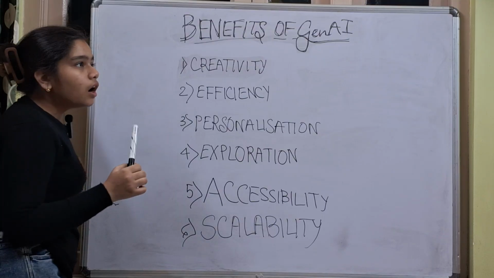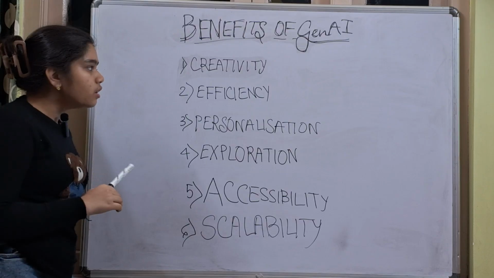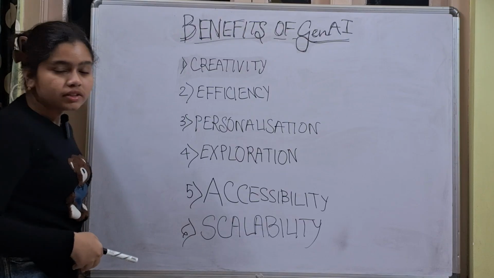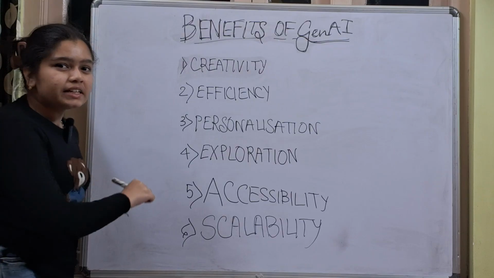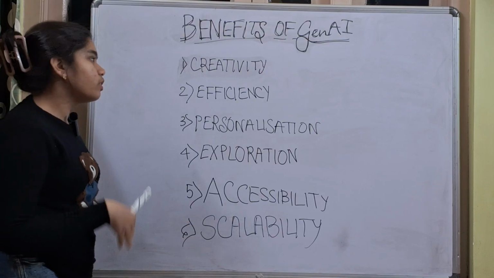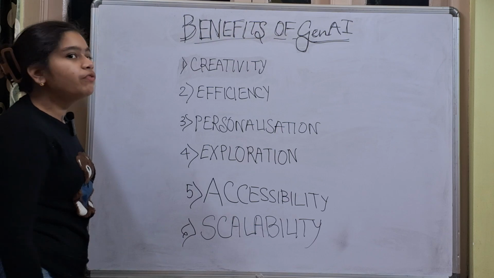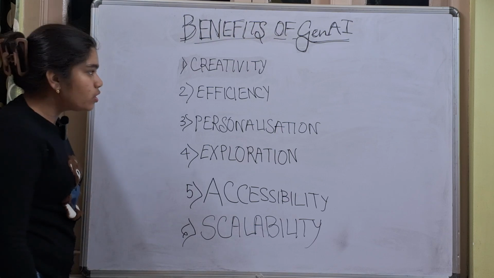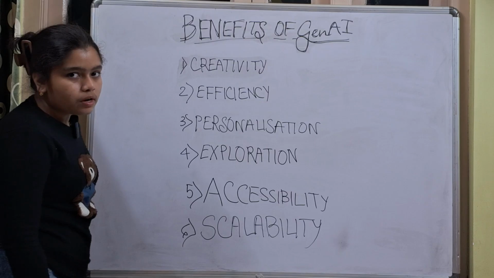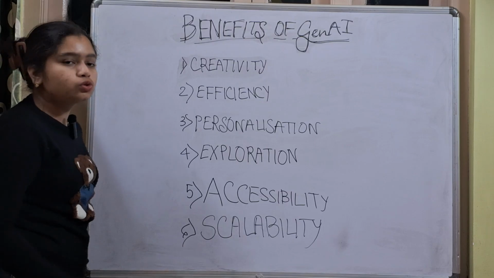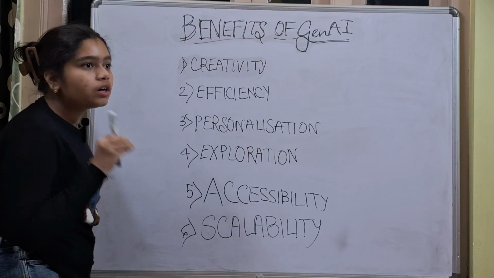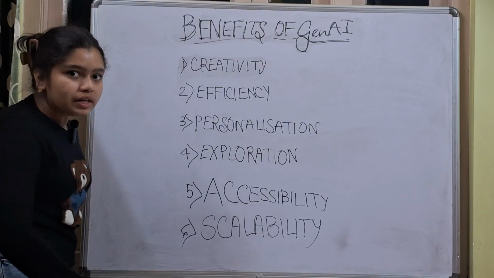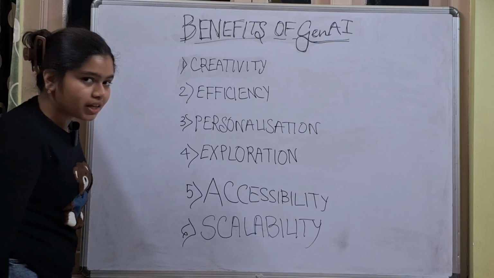Next point is efficiency. That means all these generative AI models are more efficient. They help us save time, because if you write an essay manually, it will take a lot of time, whereas if you tell any AI model to write an essay for you, it will do it in seconds. So it reduces a lot of manual effort. What work is being done manually, it does in a fraction of a second.